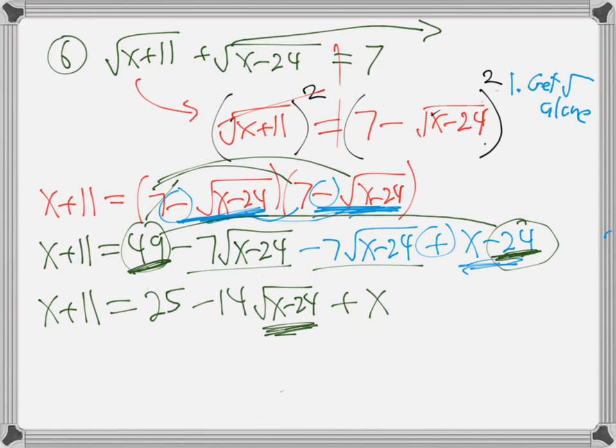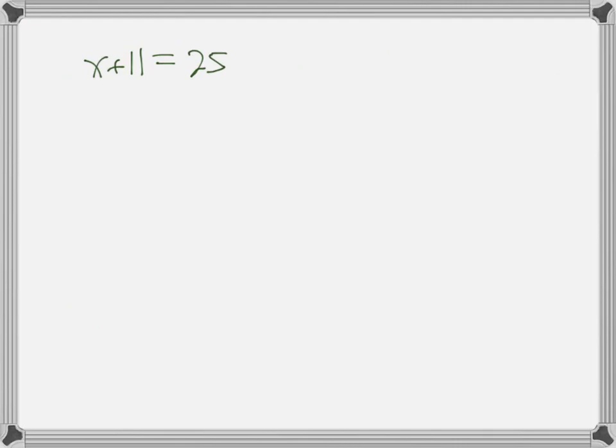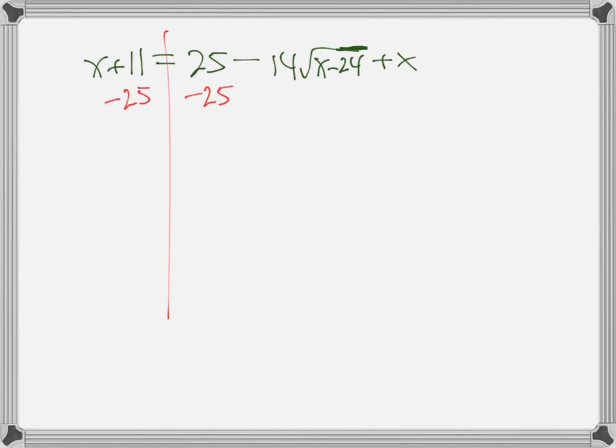Yeah, I'm going to leave that 14 right on him. Yeah, I'll show you. Good question. Exactly. I'm going to leave it. It's kind of connected, but I'm going to leave it. I'll give you the reason why. Root x minus 24. All right, so let's get that root alone. So let's subtract 25, and let's subtract x from both sides.